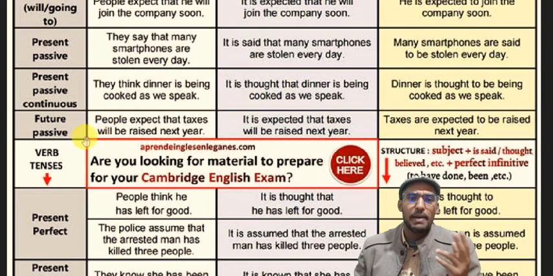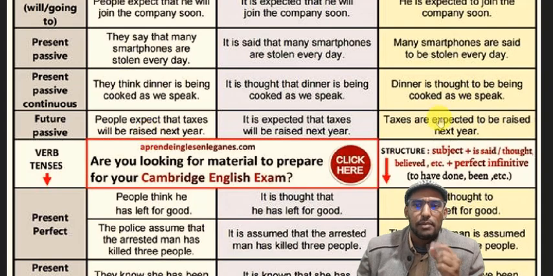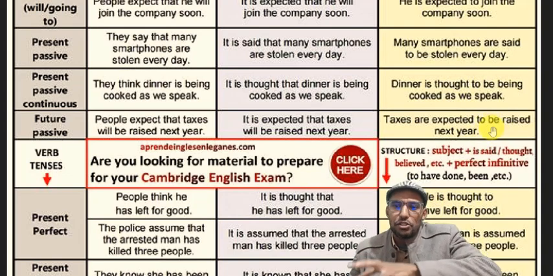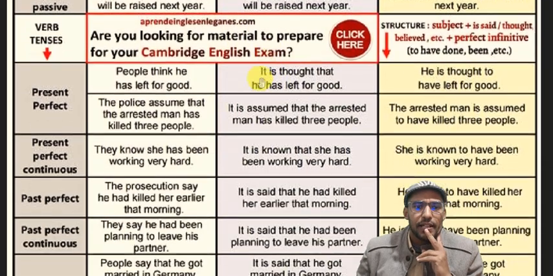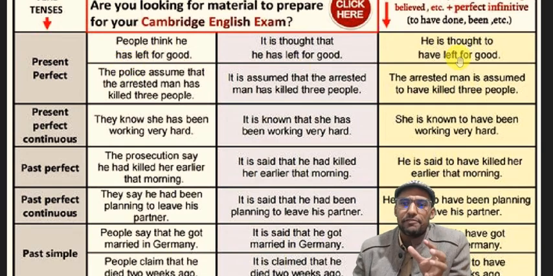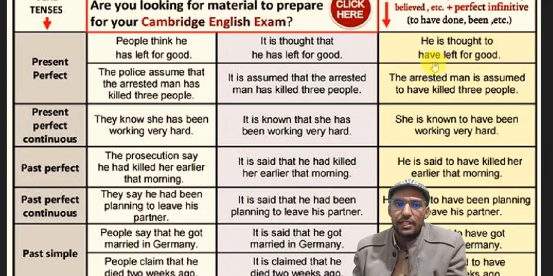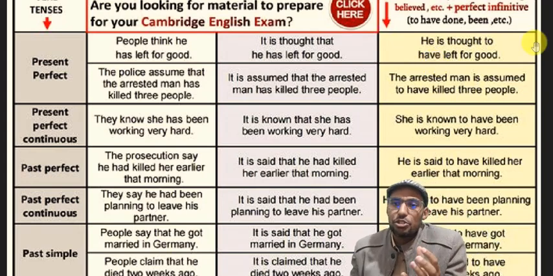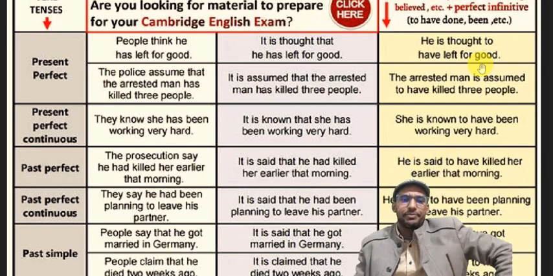If I have future passive, it means we have here will be plus past participle. It becomes what? To be, right? Remember, the future becomes the infinitive to be, plus we keep the verb in the passive form: raised, to be raised. In case we have present perfect, people think he has left. Present perfect becomes what? It becomes the perfect infinitive, right? The auxiliary to have should be put in the infinitive: to have plus the past participle of the verb as it is, to have left.